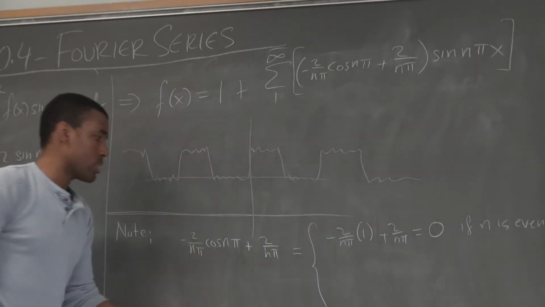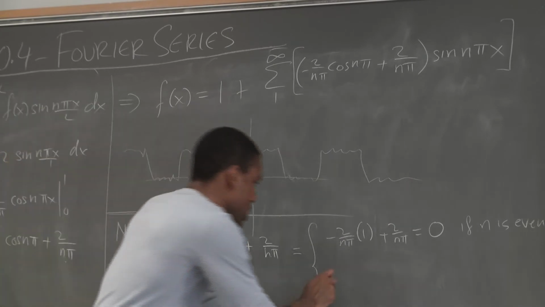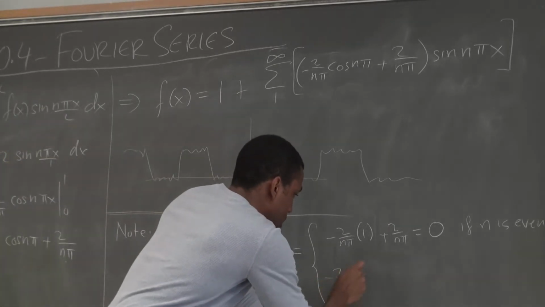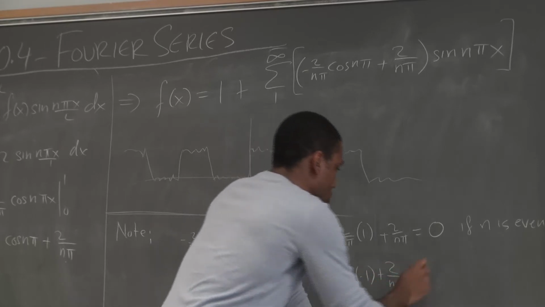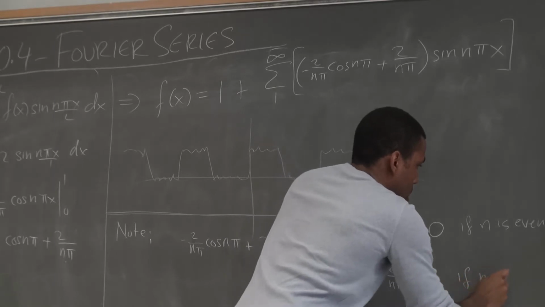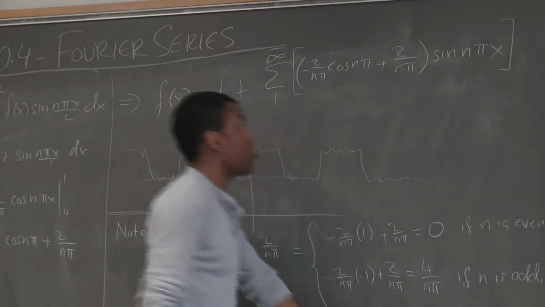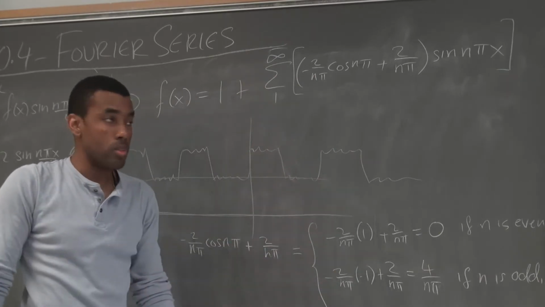And if n is odd, what does it give you? It gives you a negative 1, right? So it will be minus 2 over n pi times negative 1 plus 2 over n pi, which is equal to just 4 over n pi if n is odd. So you can even get rid of more information. Don't count all n's, only count the odd ones, because all the even ones are going to be 0.